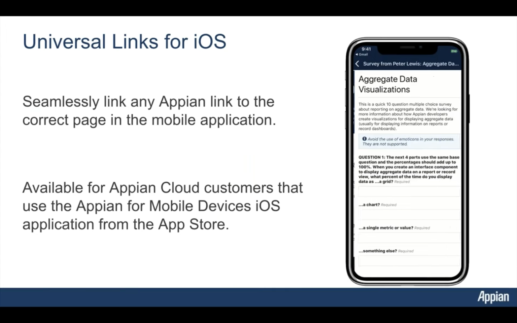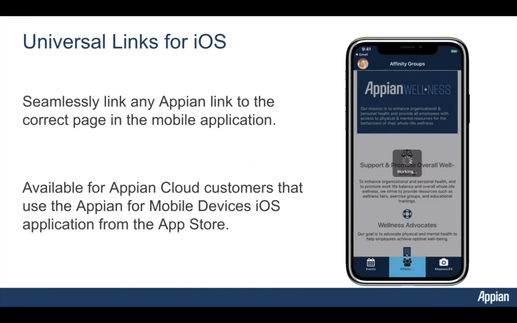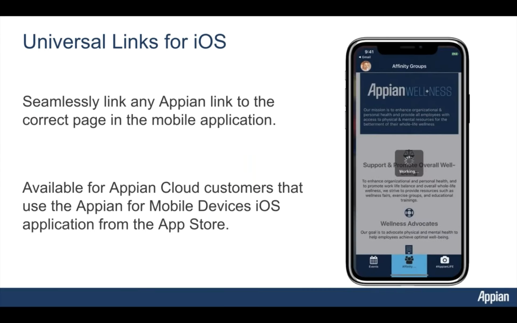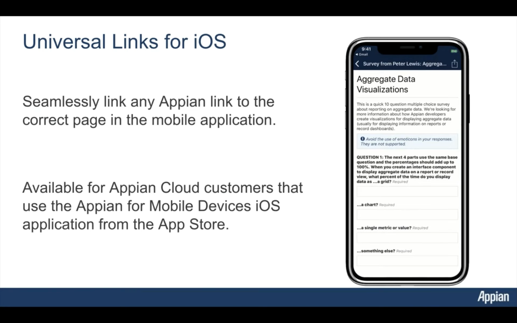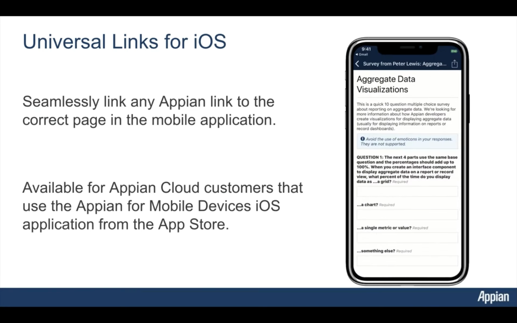Now, going on for iOS specifically, we've updated our linking behavior to support universal links. So universal links are a specific feature of Apple iOS that allows you to directly deep link into an application rather than going to a web browser.